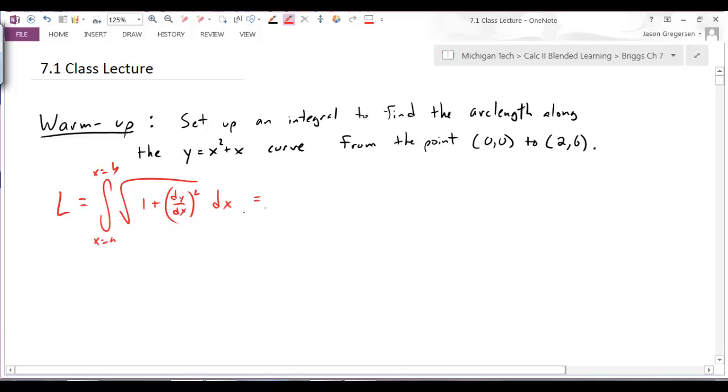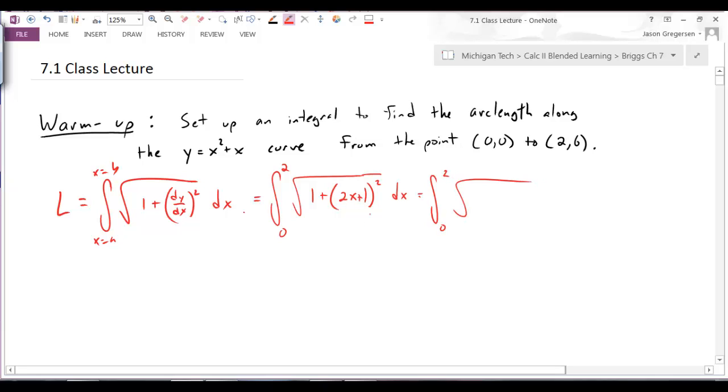So if we just apply this formula, we're just integrating from x equals 0 to x equals 2. The square root of 1 plus, well, if y is x squared plus x, the derivative should be 2x plus 1, quantity squared, dx. And that's really it. That's the integral. And if we want to clean it up a little bit, we can. But we certainly don't have to.